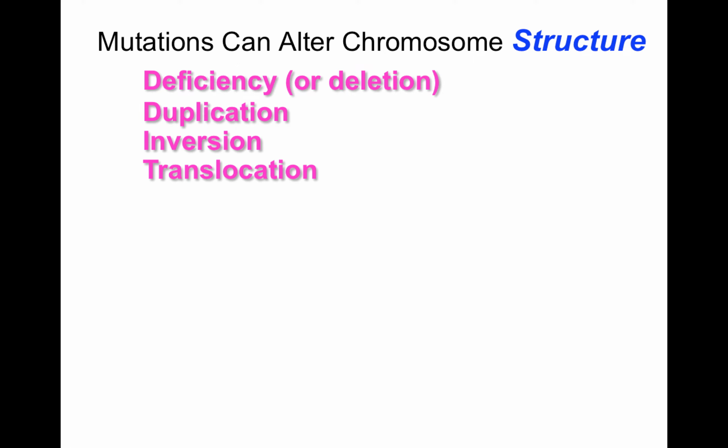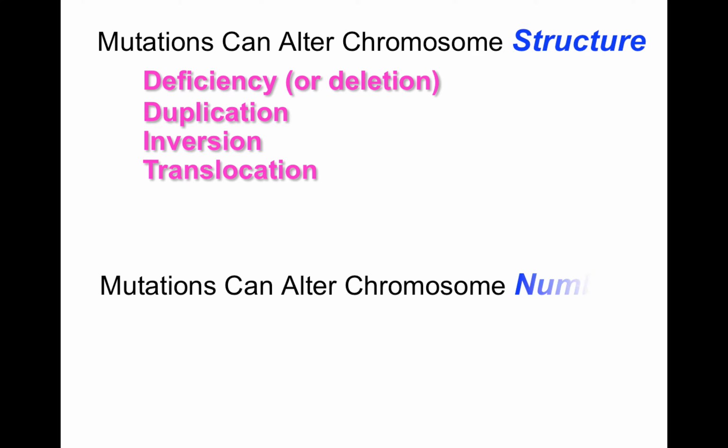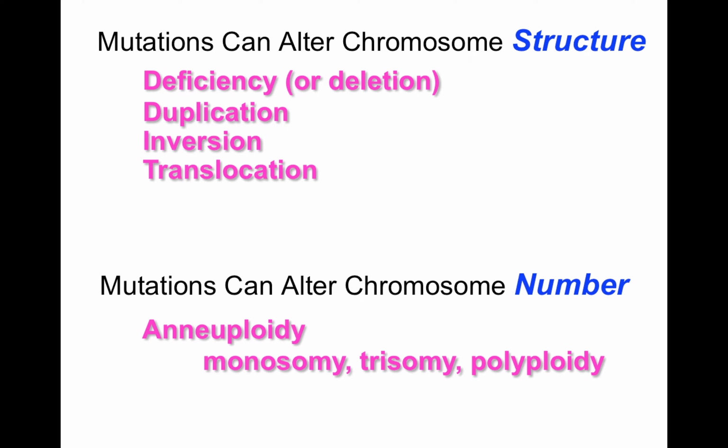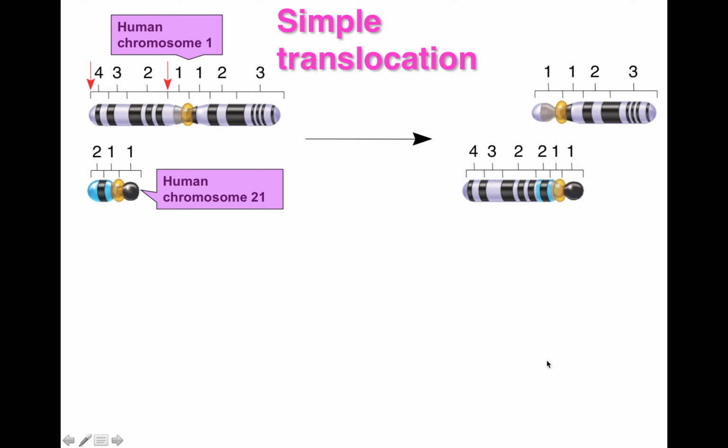Mutations can alter chromosome structure. Deficiencies or deletions, duplications, inversions, and translocations can all alter the structure of the chromosomes. Mutations can also alter chromosome number. Aneuploidy is a condition where you have different numbers of chromosomes than the normal diploid number, such as monosomy, trisomy, or polyploidy.